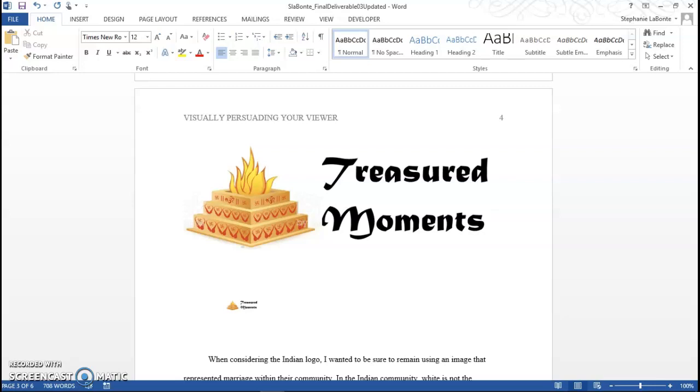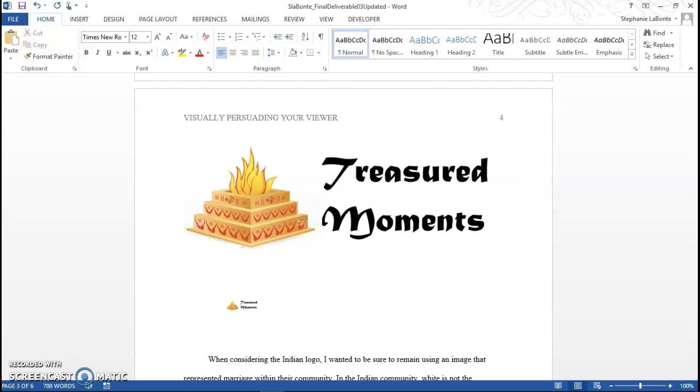I also made sure that I used an image that was representative of the event we specialize in. During Indian weddings, there is a fire that is burning by the feet of the man and woman, symbolizing the sacrament that marriage is in their country. Within that culture, potential customers would know immediately what business we are in and what services we provide.